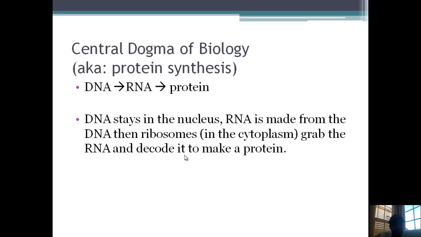And there's something called the central dogma of biology, and it's basically how does information progress in living things? And it goes from DNA to RNA to protein. DNA stays in the nucleus. RNA gets made from the DNA. Then it's sent out of the nucleus to the ribosomes. The ribosomes are in the cytoplasm. They grab the RNA, and then they decode the RNA to make a protein. So it goes through those three steps.